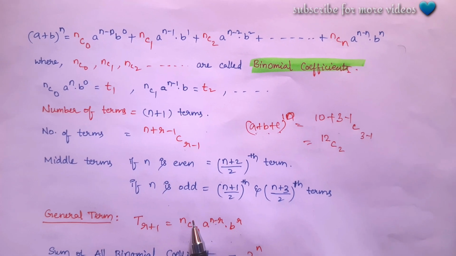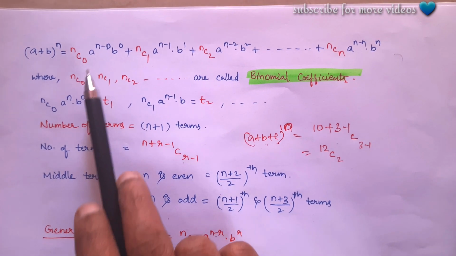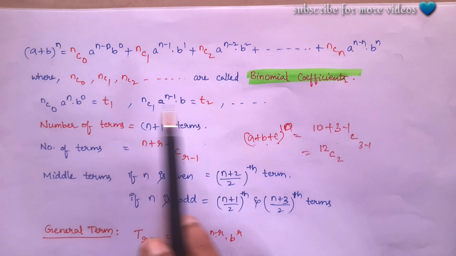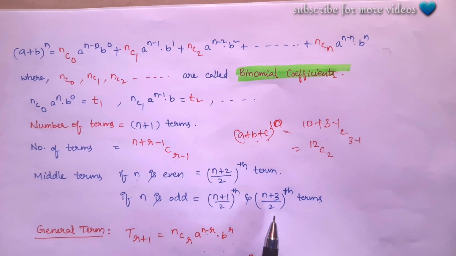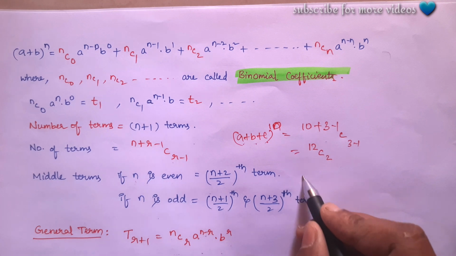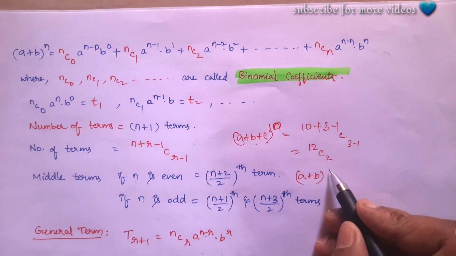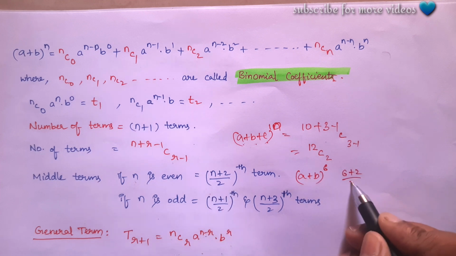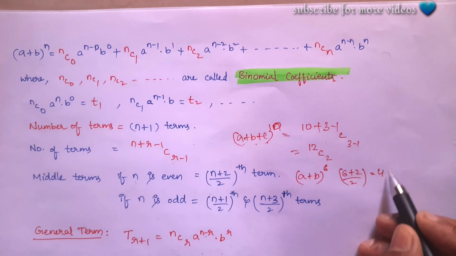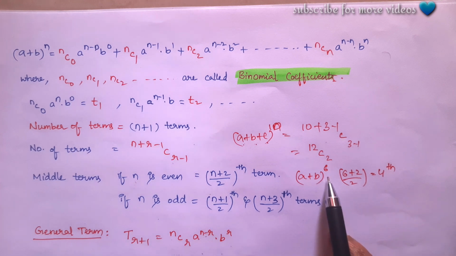Next, middle terms. The middle term is based on the n value. If n is even, then the middle term is the (n plus 2) by 2th term. If n is odd, it is the (n plus 1) by 2th and (n plus 3) by 2th term. For example, for (a plus b) whole power 6, the middle term is (6 plus 2) by 2, that is 8 by 2, the 4th term. The fourth term is the middle term in this expansion.